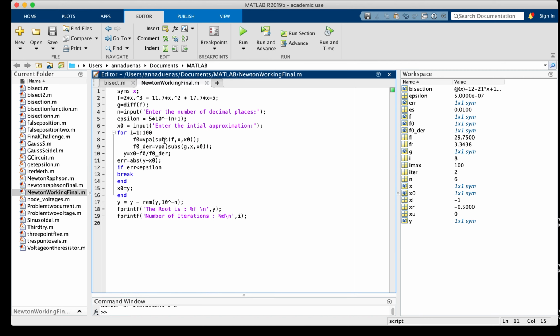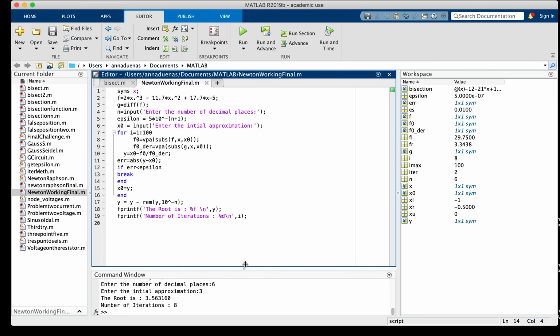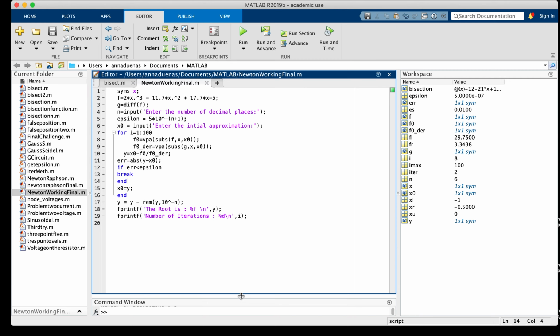It just means that the function is evaluated at that point, and then that the derivative is evaluated at that point. Then we go ahead and use this, which is the equation of Newton-Raphson, which is that initial guess minus the function evaluated at that point divided by the derivative of that function evaluated at that point. We go ahead and let this run, and it finds the root of the equation. So I'm going to go ahead and try to run it here.